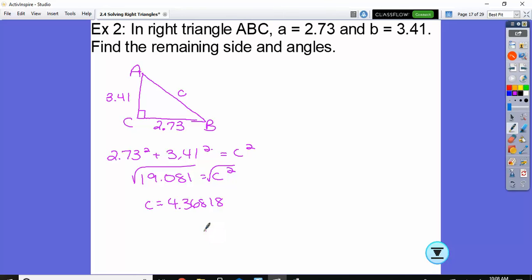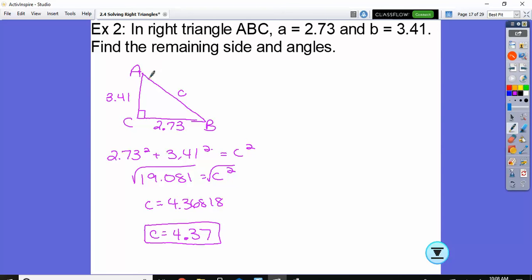If I'm answering with significant digits, how many do I need? 3. So what would I answer? 2.77. Make sure you round up when needed. Okay. The other information I need are angles A and B. That's the piece that's new. We've never found an angle before. Let's use a trig function.